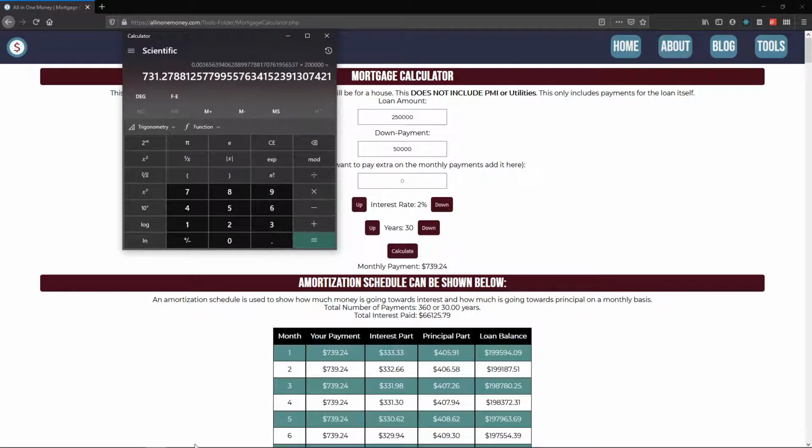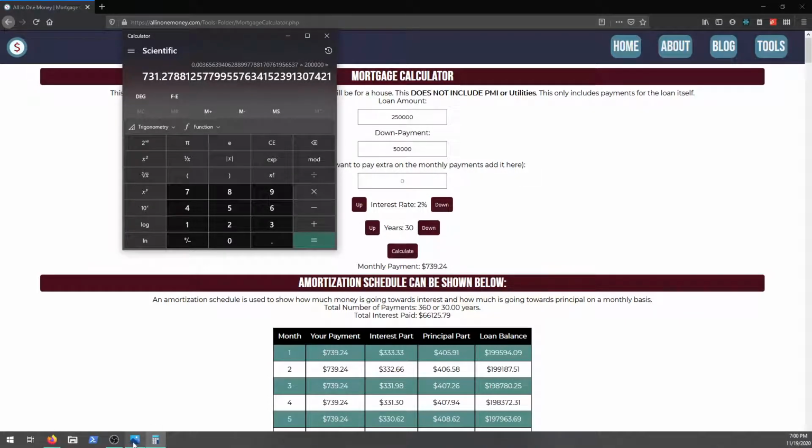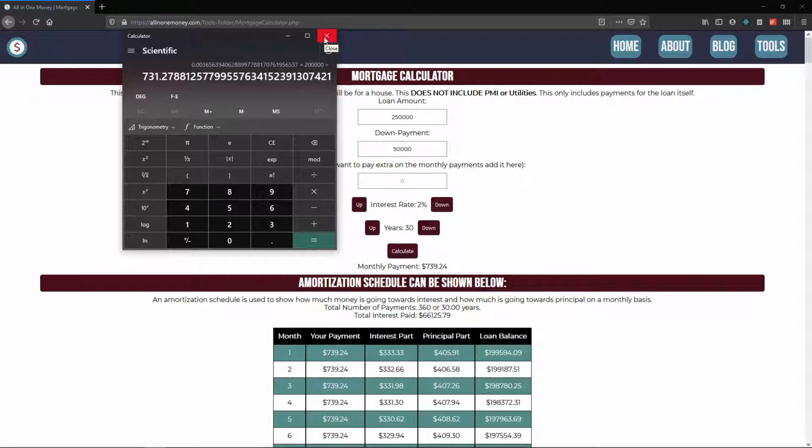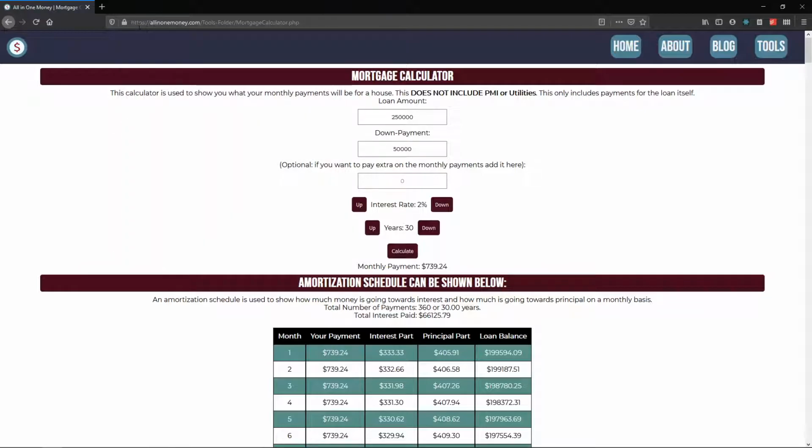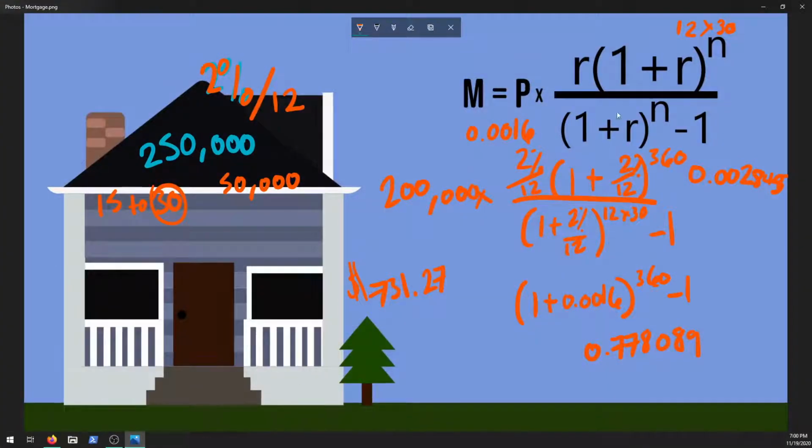So this doesn't include PMI. This doesn't include utilities. You'd have to look that up based on your region and based on how much you're going to be using your electricity, your water. But this is found at allinonemoney.com. Very basic math, very basic formula. I mean, it's just a little bit of algebra. All you're doing is filling in the numbers.